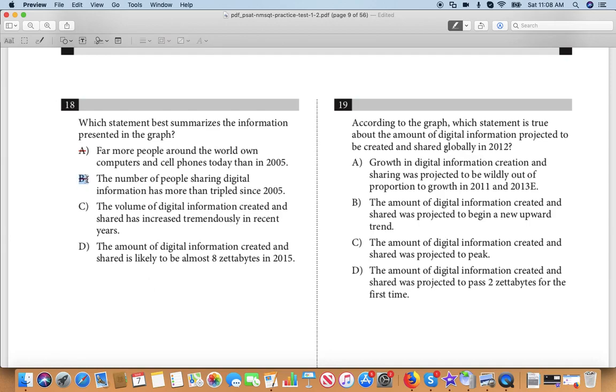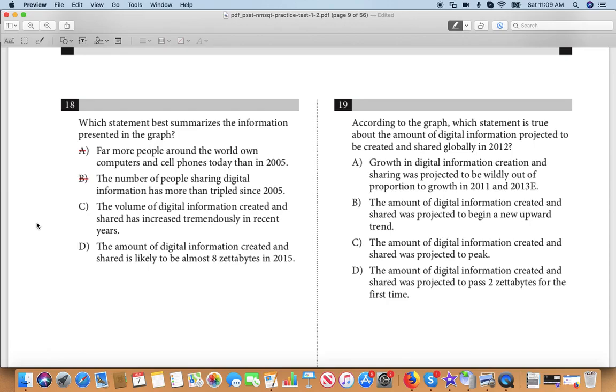So it's not answer choice B. Try answer choice C. The volume of digital information created and shared has increased tremendously in recent years. Does that summarize the information presented in the graph? Yes, it does. Okay, let's keep it. Answer choice D. The amount of digital information created and shared is likely to be almost 8 zettabytes in 2015. It does say that, but that's not what it's summarizing. There you go.